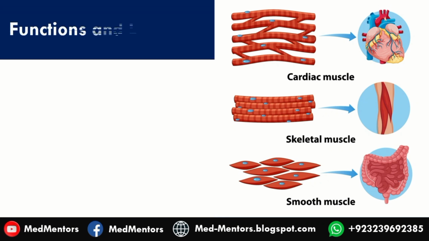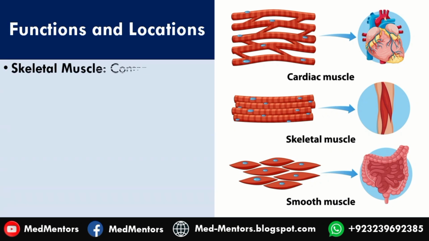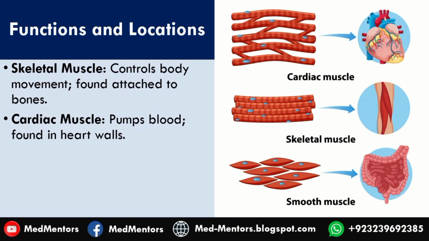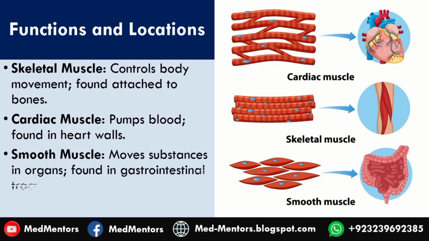Functions and locations of the muscular tissue. Skeletal muscle. Skeletal muscle controls voluntary body movement and is attached to bones. Cardiac muscle. Cardiac muscle pumps blood and is located in the heart walls. Smooth muscle. Smooth muscle moves substances through organs and is found in the gastrointestinal tract and blood vessels.